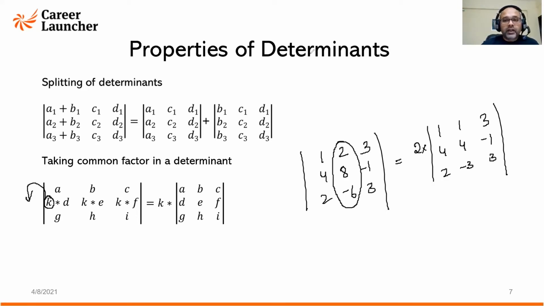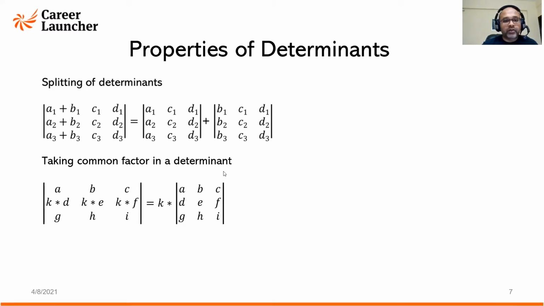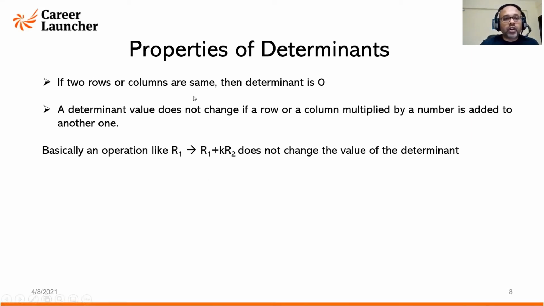Okay. The next property that we're going to talk about is if two rows or columns are same, then the determinant is 0. So it's a very straightforward property. If you have 1 1 2, 1 1 2 and 4, negative 1, negative 6, the answer is 0, because the first row and the second row are both same. So any two rows or any two columns are same, then the determinant is 0.